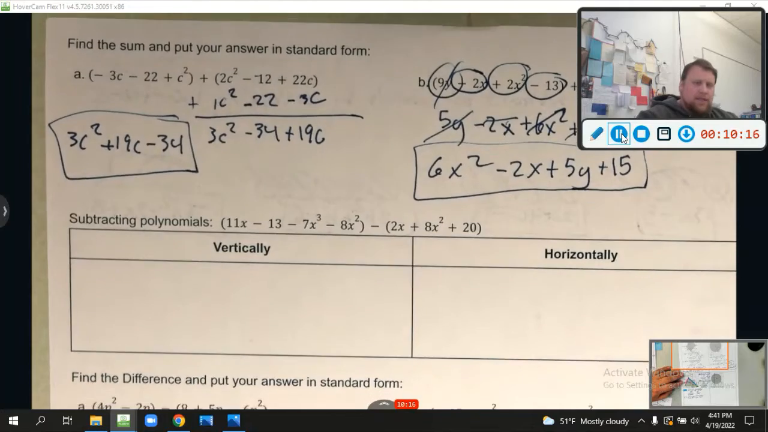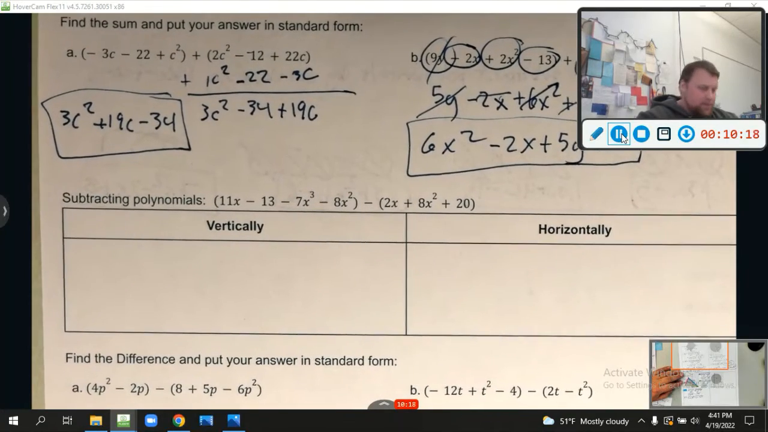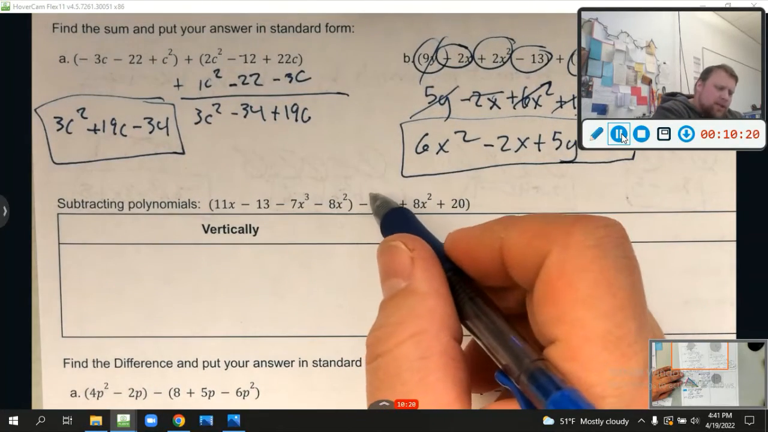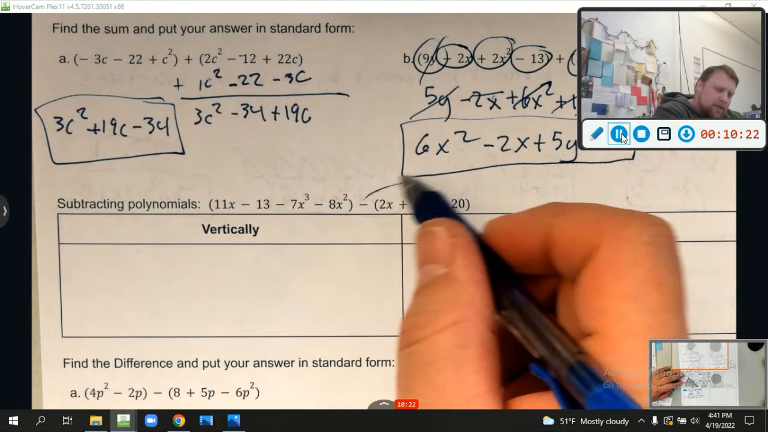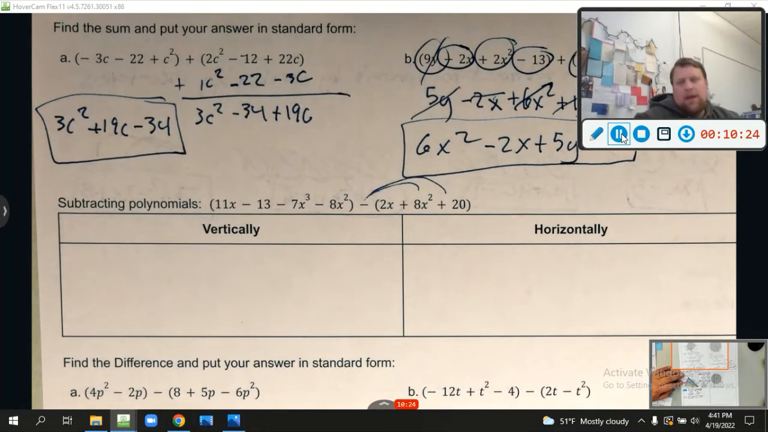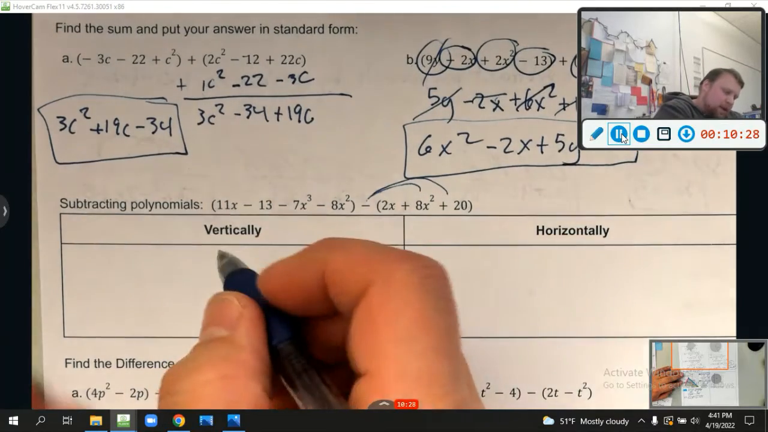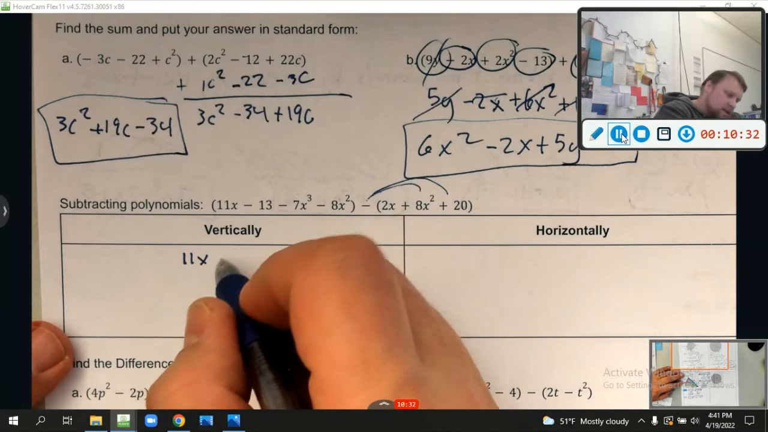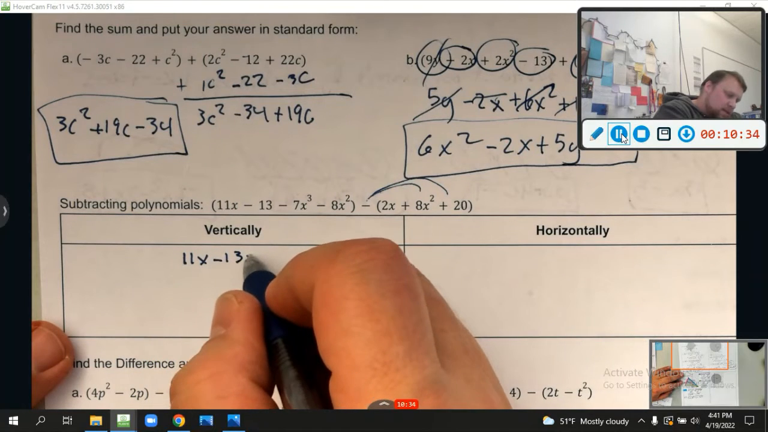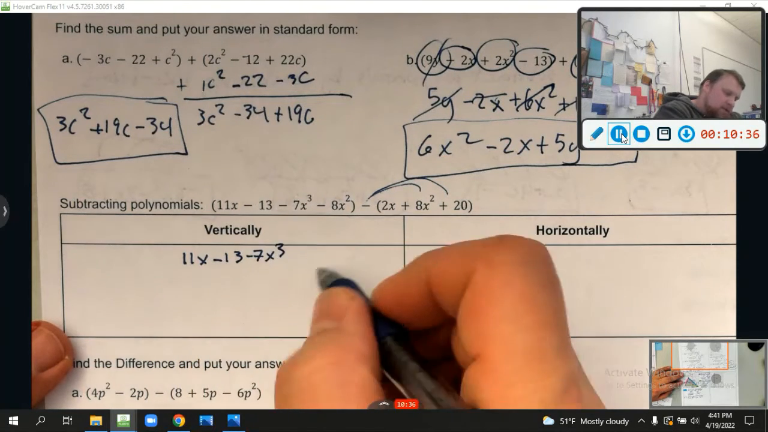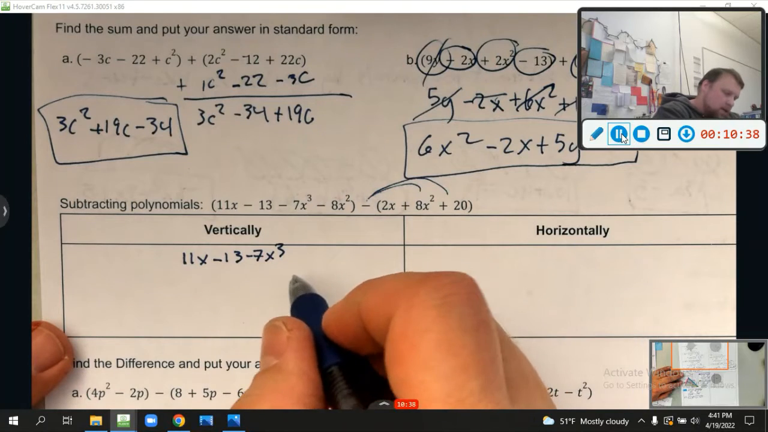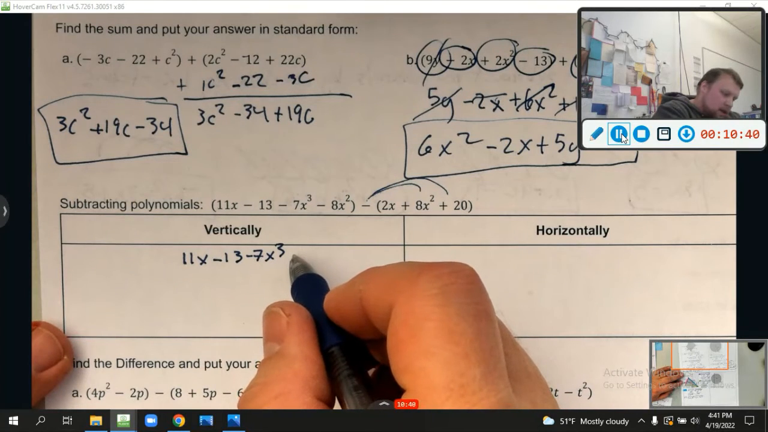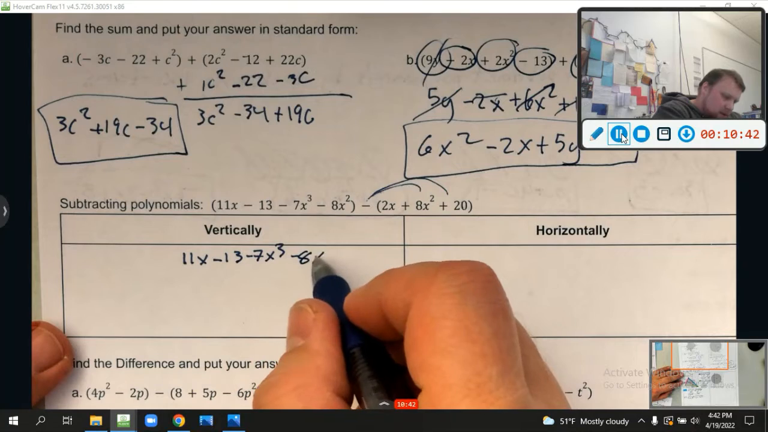Okay, last thing we need to talk about today is subtracting polynomials. So when you subtract, you're essentially going to distribute the negative and then add straight down. So if I were to subtract this, right, what am I going to do? I'm going to have 11x minus 13 minus 7x cubed. I'm not using my space very well, but that's okay. I'll get over it. Minus 8x squared.